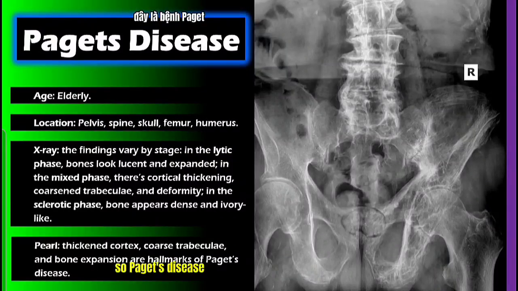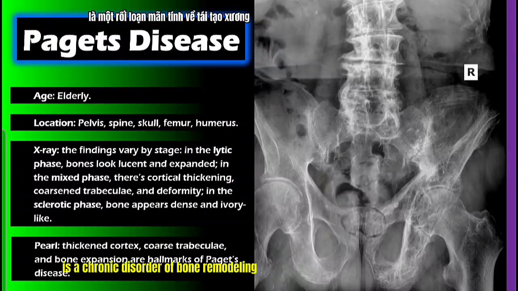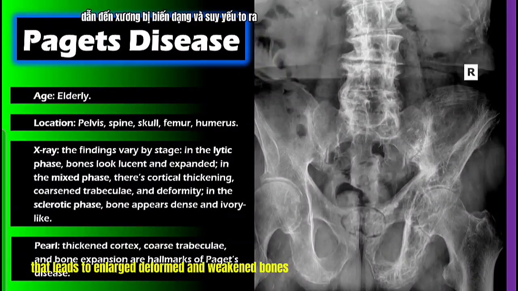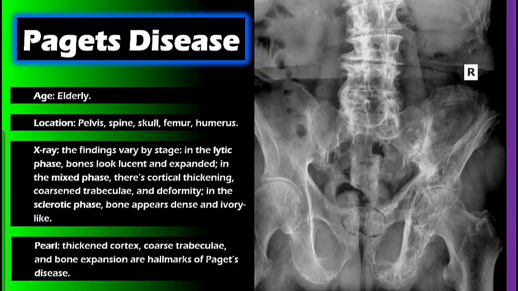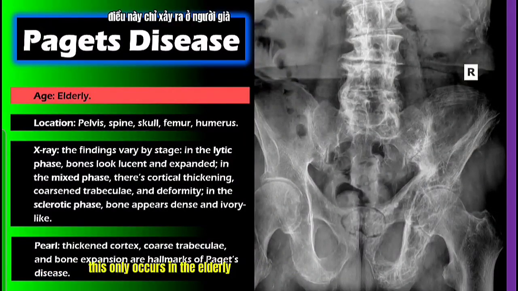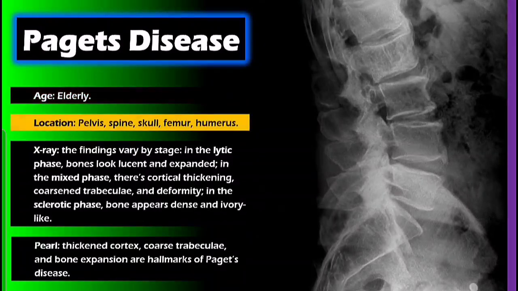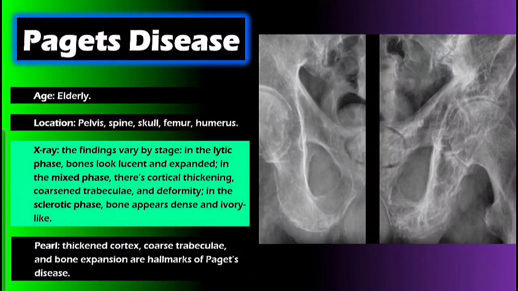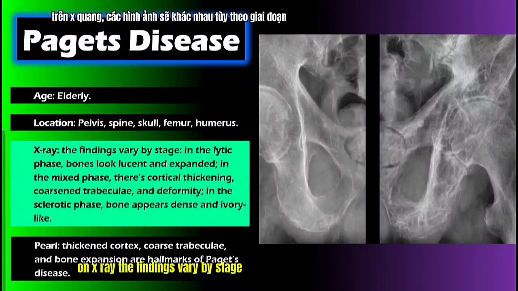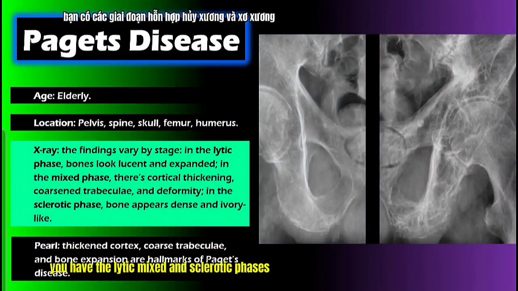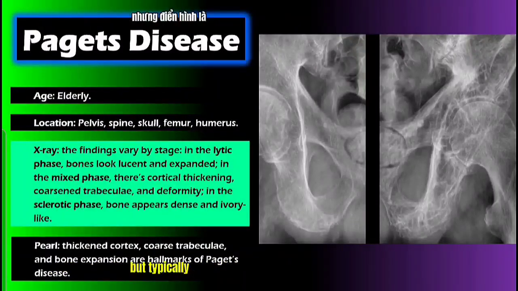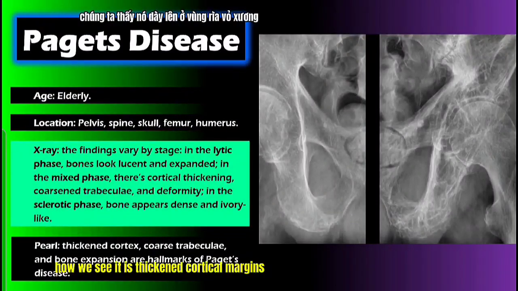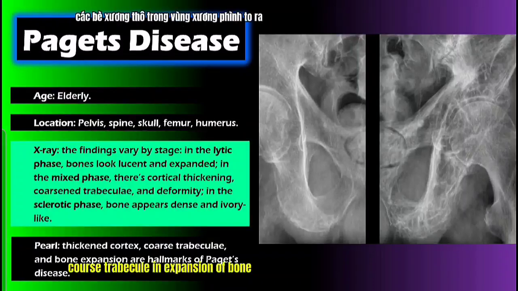So Paget's disease is a chronic disorder of bone remodeling that leads to enlarged, deformed, and weakened bones. This only occurs in the elderly. The classic sites are the pelvis, skull, spine, and long bones. On X-ray, the findings vary by stage. You have the lytic, mixed, and sclerotic phases. But typically how we see it is thickened cortical margins, coarse trabeculae, and expansion of bone.